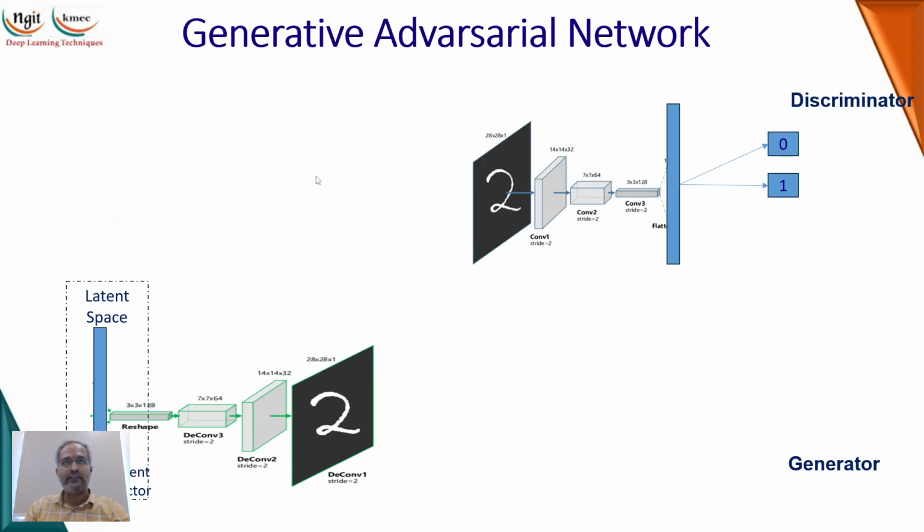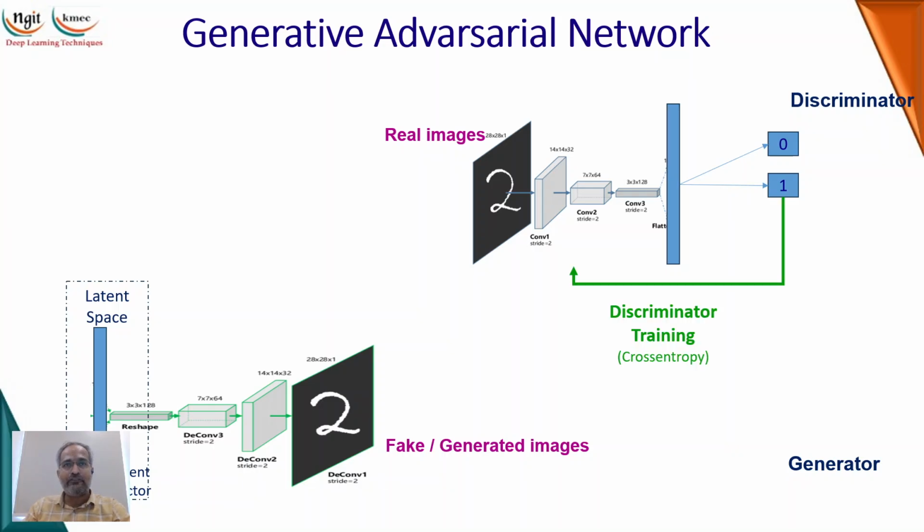If you see this here, these are the real images, and this is a generated or fake image, and these fake images are also given as input along with the real images. Now if you want to train this model, we have to train it two times: one for the discriminator, the second for the generator. The discriminator will discriminate, meaning classify whether it is fake or real, and the generator will generate realistic images based on the feedback from the discriminator.